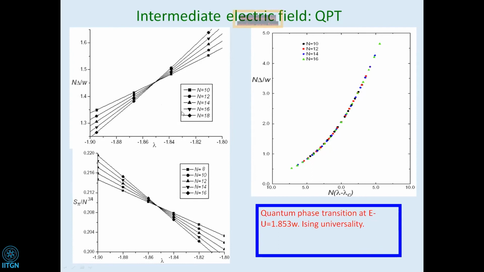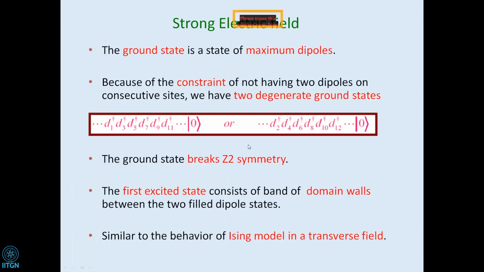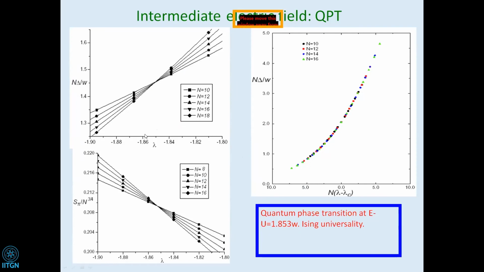The reason is that we have already seen that the state here is very similar to Ising. It breaks the same symmetry, and its behavior is very similar to the Ising model. So what we have realized here is a way to emulate the Ising model using this optical lattice.